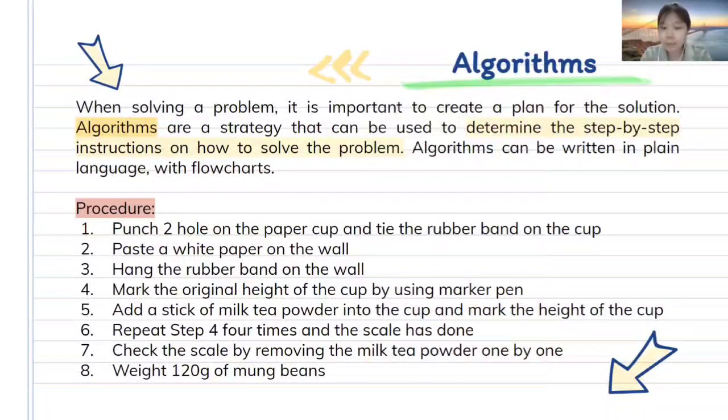Add a stick of milk powder into the cup and mark the height of the cup. Repeat this step 4 times and the scale is done. Check the scale by removing the milk powder one by one. And last, weigh 120 grams of mung beans.